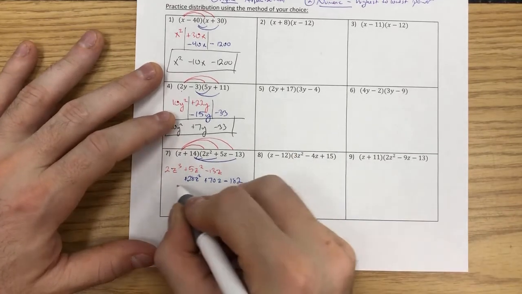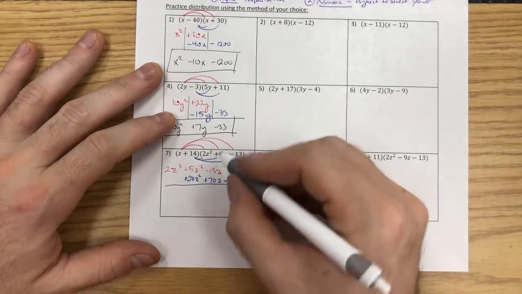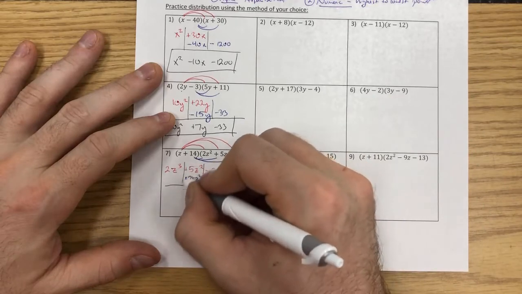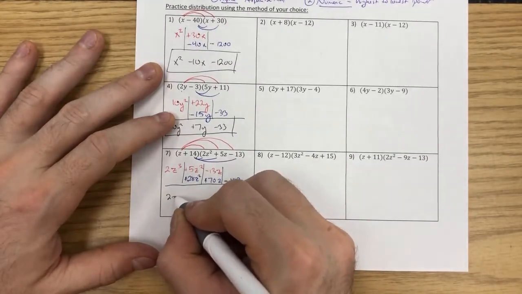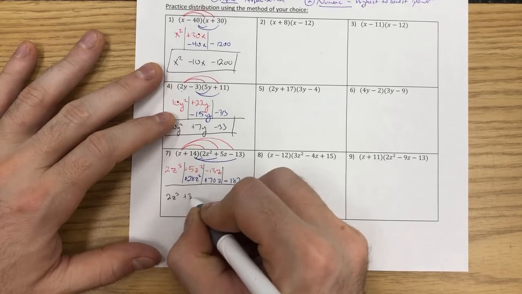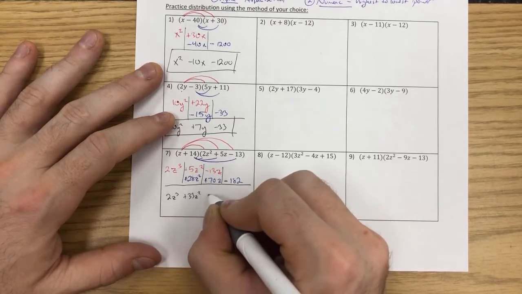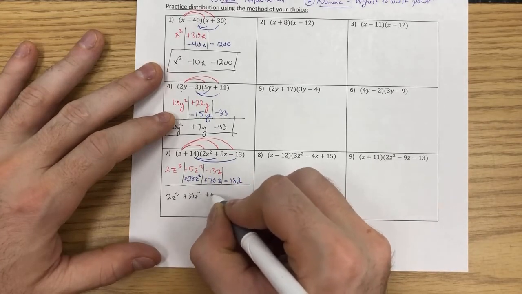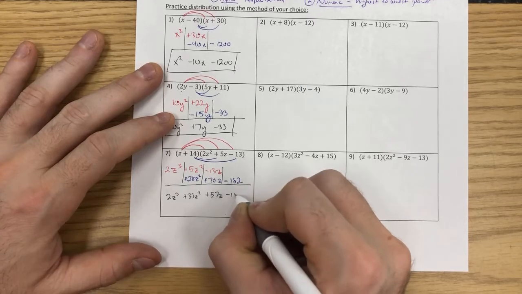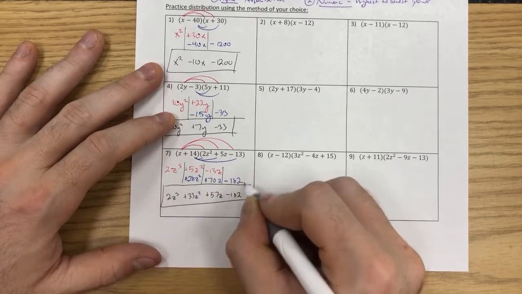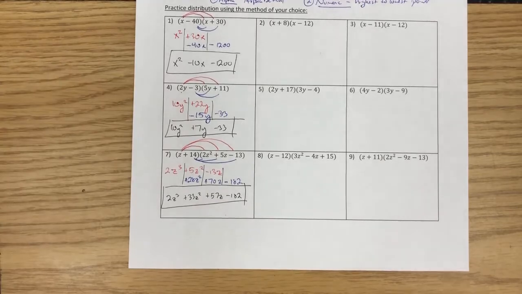And lo and behold, this is nice and easy to set up. We have all of our columns stacked and ready to go. 2z cubed, 33z squared, positive 57z minus 182. Perfect.